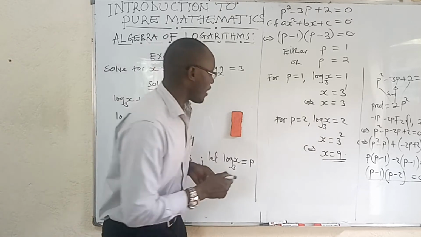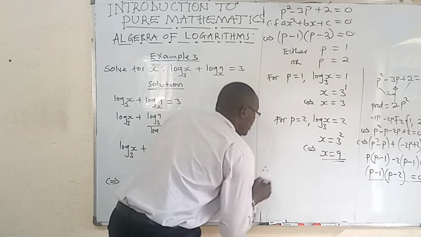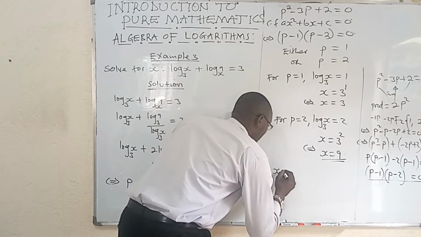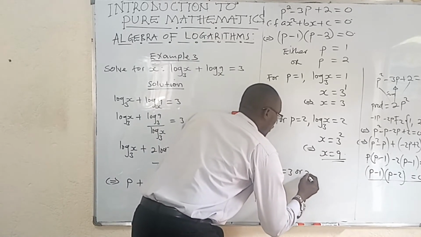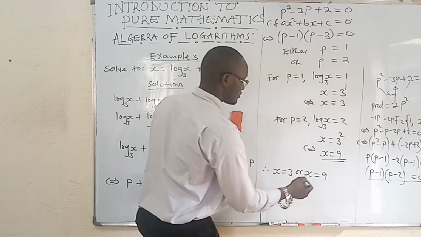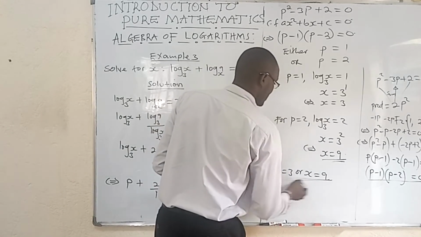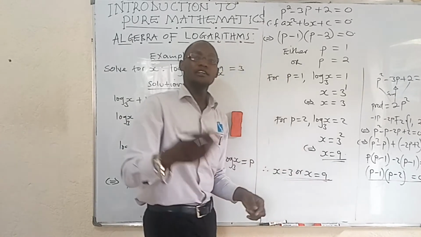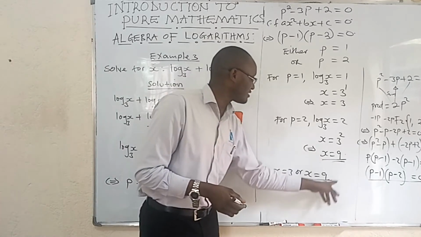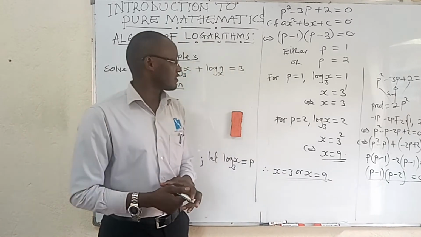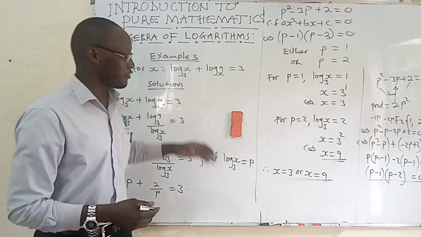So in most cases, examiners might be giving only one answer mark for both values of x. So come here on a new line and say that therefore x is equal to 3 or x is equal to 9. You can use either sign, such that when he's giving only one answer mark, it is possible for him to just insert it here. Very interesting. So that has been our example 3.